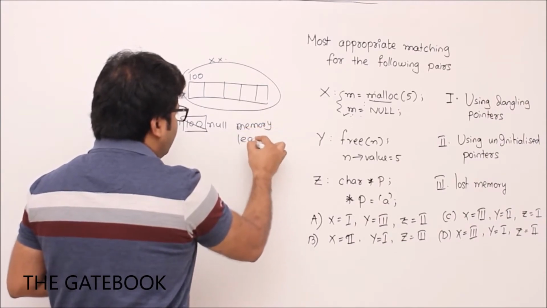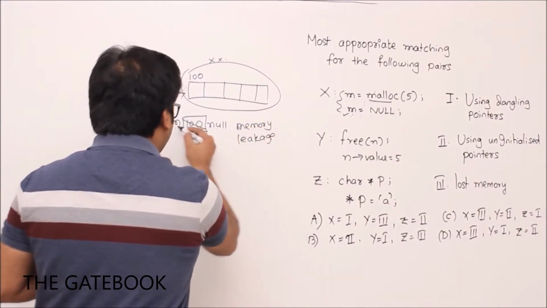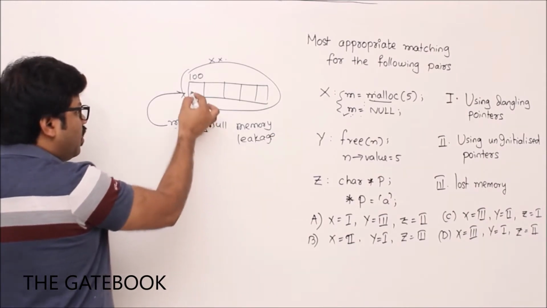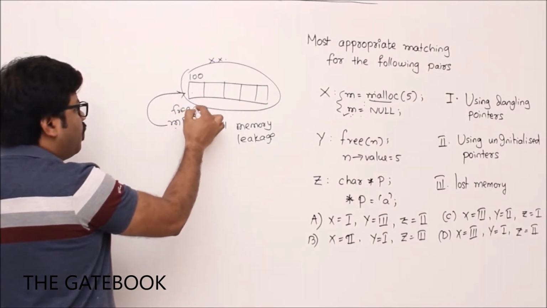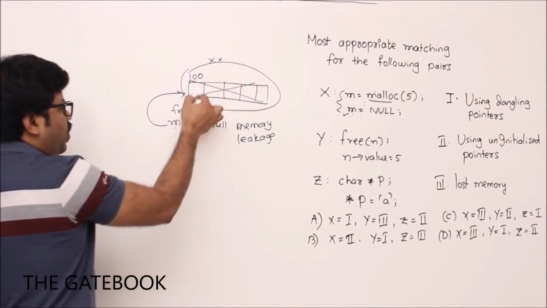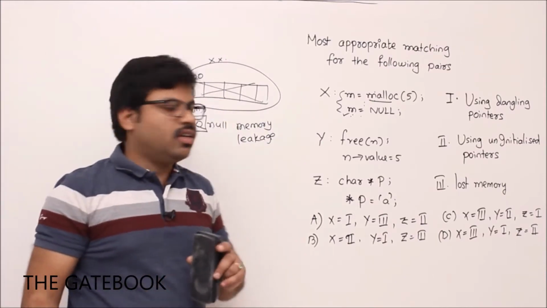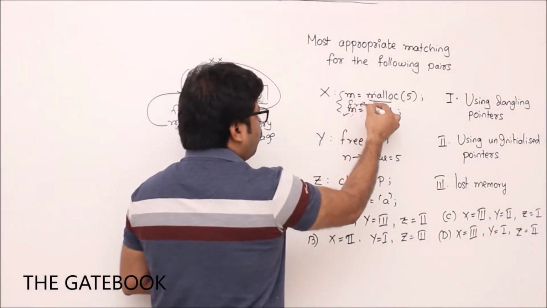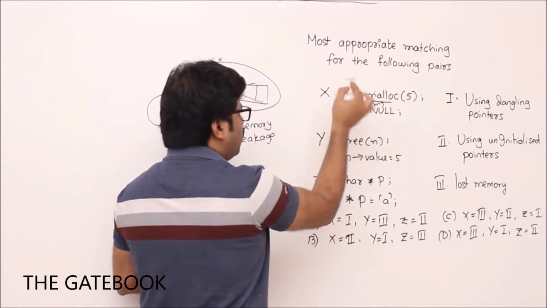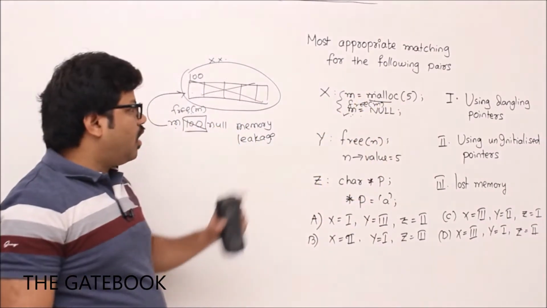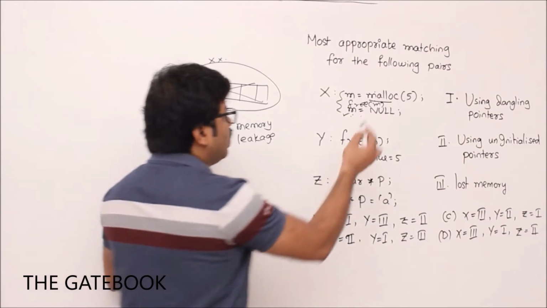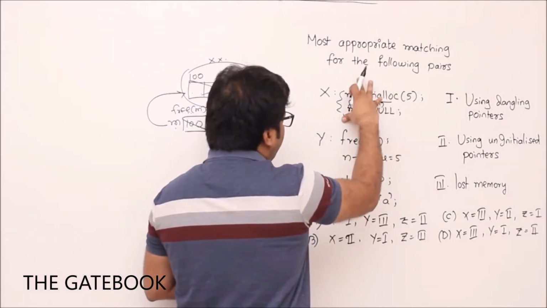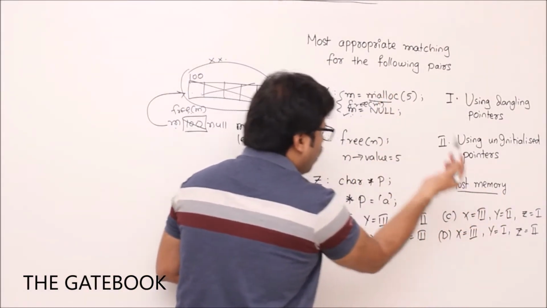So what is the rectification to this? When you really want to make m equal to null, before that please free m so that the memory will be deallocated. You did not do that free of m, right? So add free of m here. Then this will be the perfect one. Now I would like to tell you that this problem is nothing but memory leakage. That's why lost memory. We lost the memory, right?